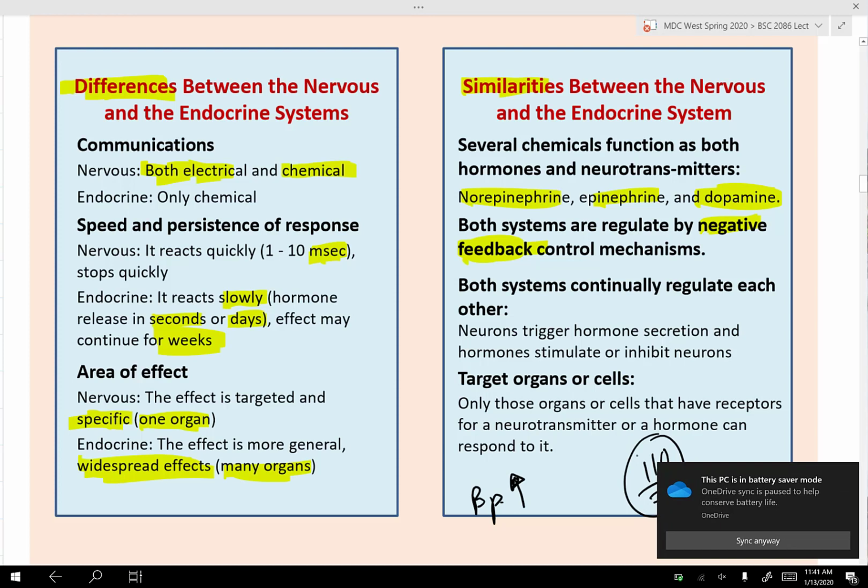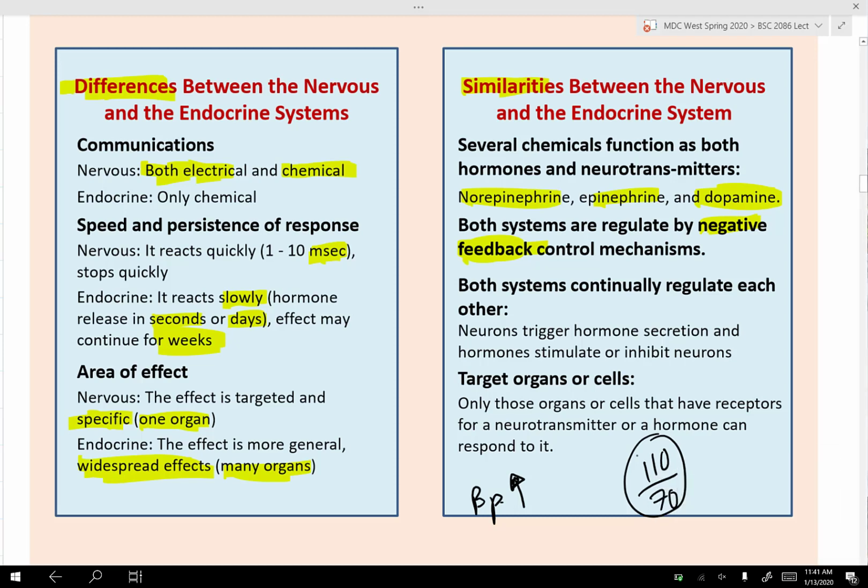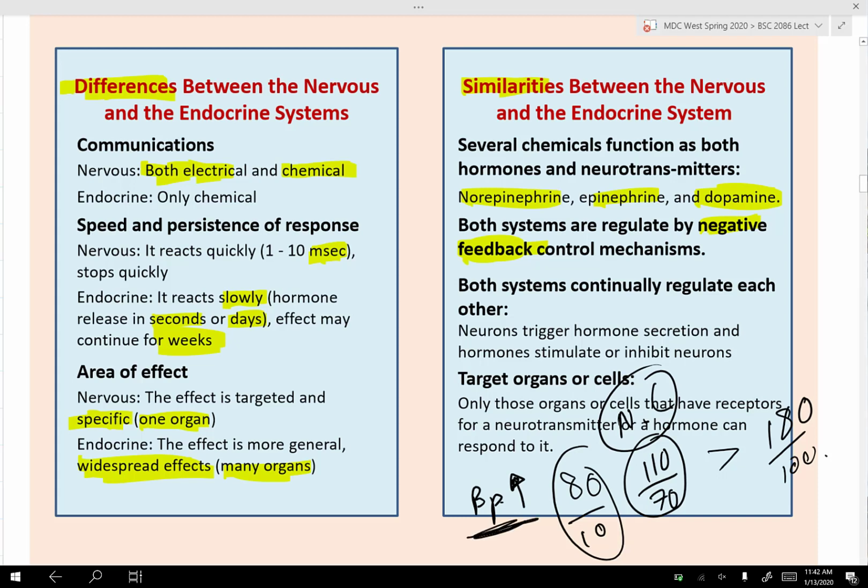110 over 70, so you want to maintain your blood pressure somewhere around there. So if your blood pressure is high, let's say it's 180 over, I don't know, 100. All right? You don't want to be low. Low is what? 80 over 10? You don't want to be low. You want to be where? NL, normal limit. What is NL? Homeostasis. So whenever your blood pressure is high, you stimulate a positive feedback, a negative feedback.